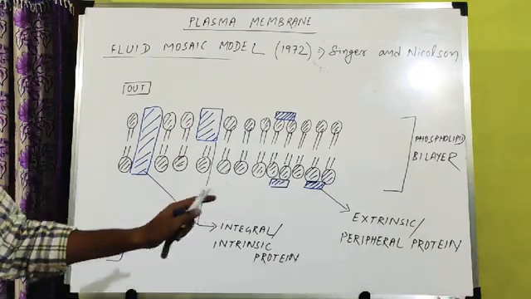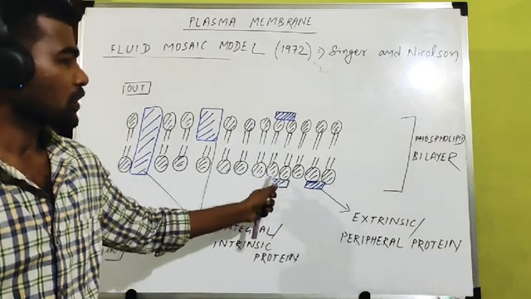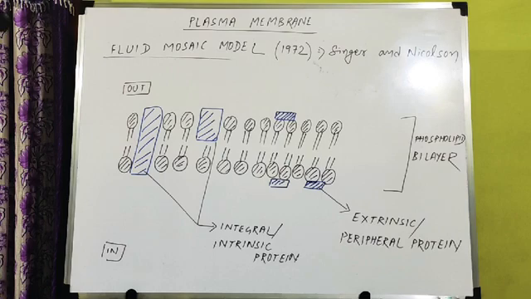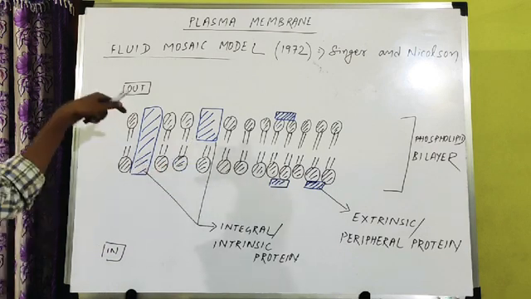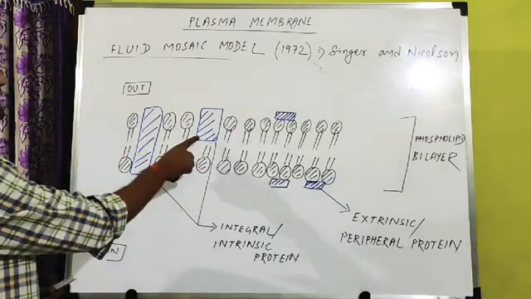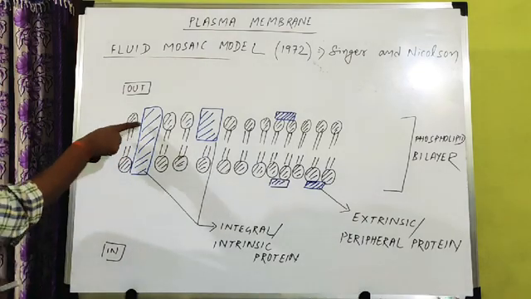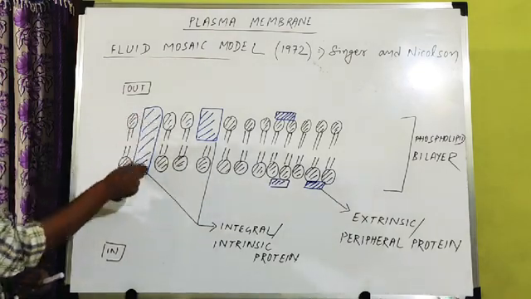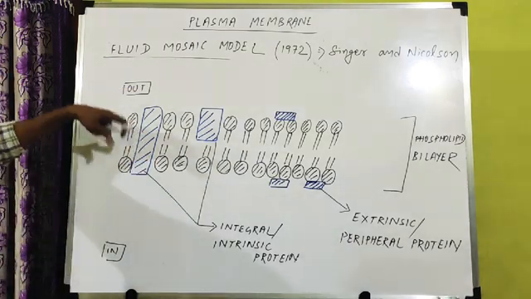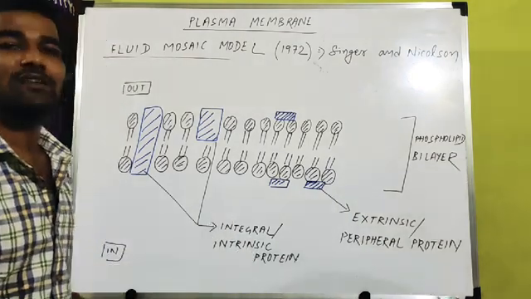What is the difference between peripheral and integral protein? Those proteins which are present on the surface are called extrinsic or peripheral proteins, and those proteins which are embedded, buried deep, partially or completely. Here you can see it is partially buried, only on one side, but here it is buried on both sides. Lipid is completely absent here. So it is completely or wholly buried. This type of protein is called integral or intrinsic protein.